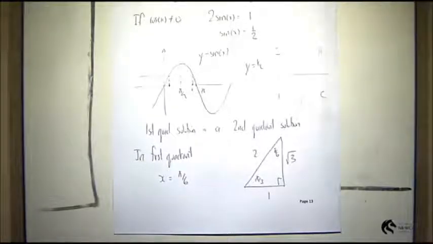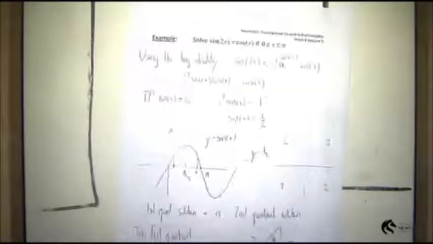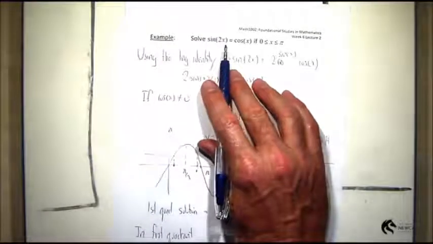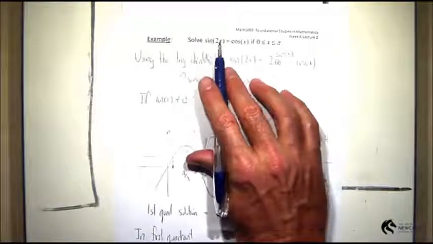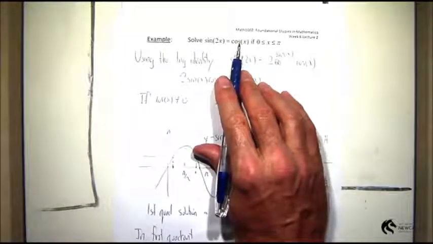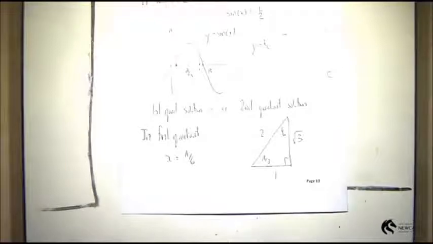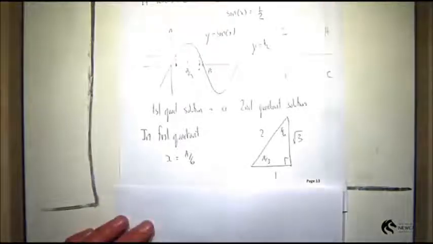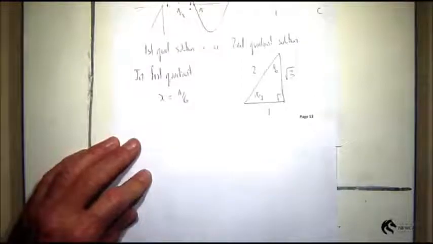Let's do the second quadrant solution. You can always check this answer too, by the way. You can go back up here and say, well, what's sine 2x? Well, sine of 2 pi on 6 is pi on 3. So is the sine of pi on 3 the same as cos pi on 6? And it turns out they do. Okay, so you can always check that your answer is right. But let's now go on and do the second quadrant.